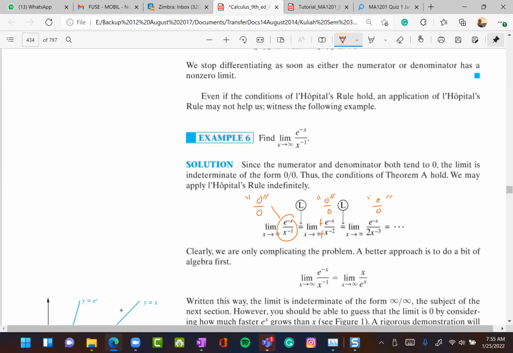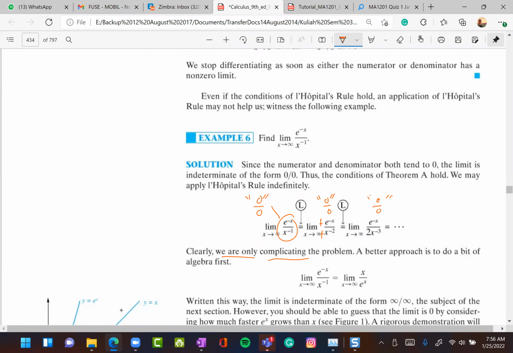And you can keep going on and on, and just make things worse, because you see, in the numerator, you have e to the x always. But then the denominator, you have 1/x, 1/x², 1/x³. All right, so you make the denominators even worse, even more complicated. Okay. So clearly we are only complicating the problem.